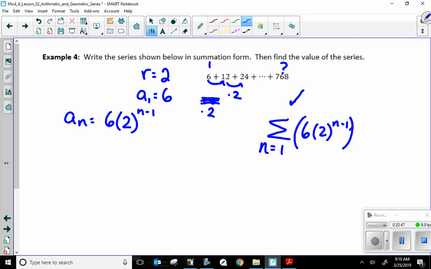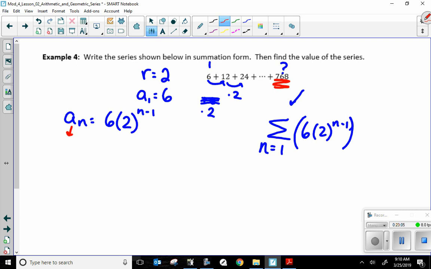And we haven't done this yet in class. I'm just going to show you real quick. And in this unit, we're going to deal with this. But let me give you a sneak peek of that. My last term is 768, right? This equation tells me I can find any one term.